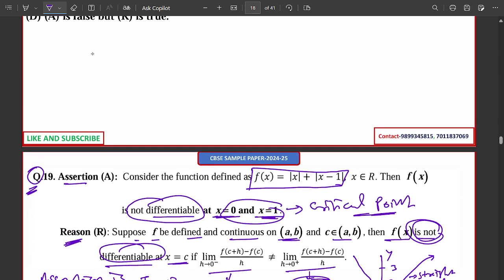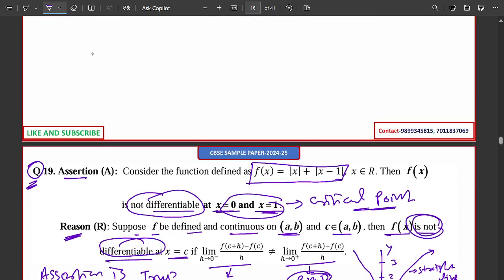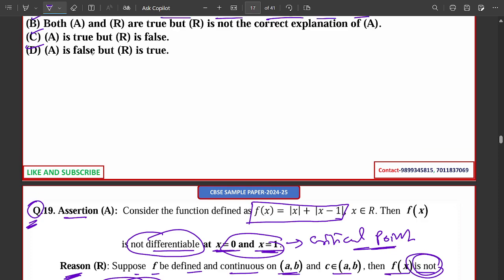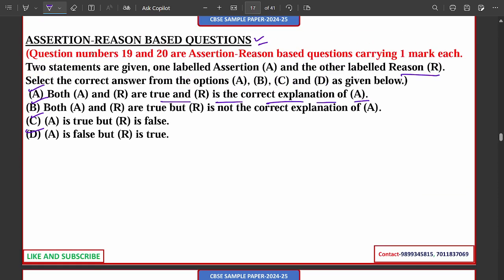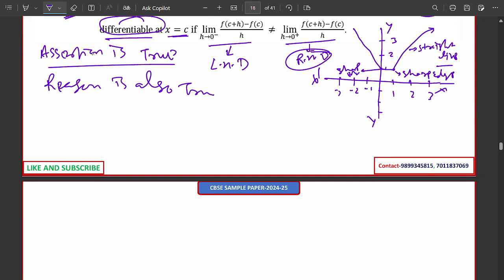So let us discuss the option. Both A and R are true, and R is the correct explanation for A. So option number A should be the correct one for this question. I hope you understand this question. So option A is the correct one for this question.